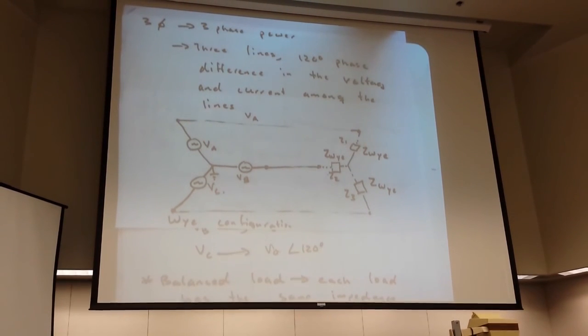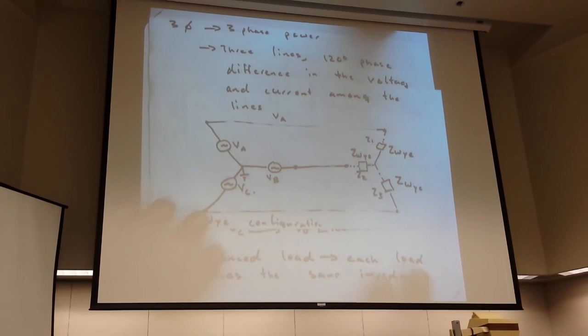And again, this comes back into the smart grid concept, where you can dynamically change these loads based on current usage, instantaneously changing loads, which is pretty amazing stuff. And it's slowly starting to happen, I suppose. But for us, balanced load, each load has the same impedance. If it's not balanced, what does that mean?